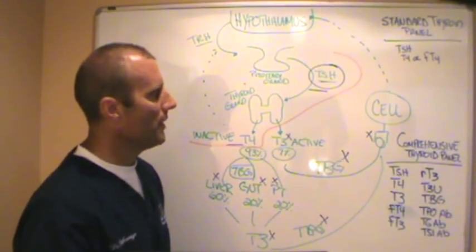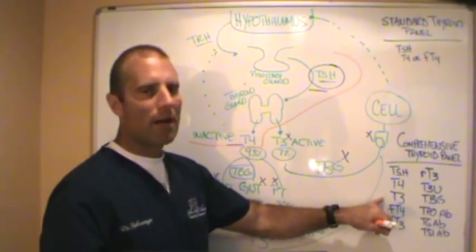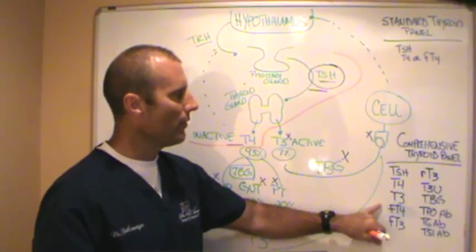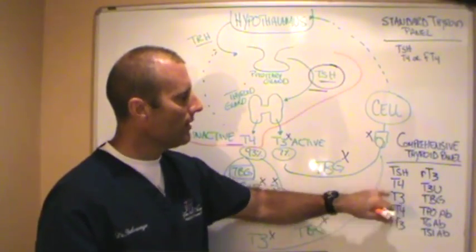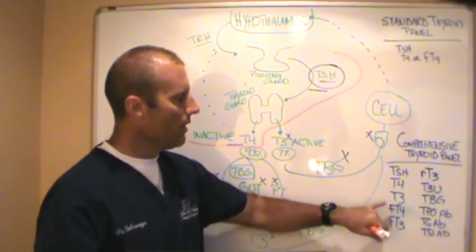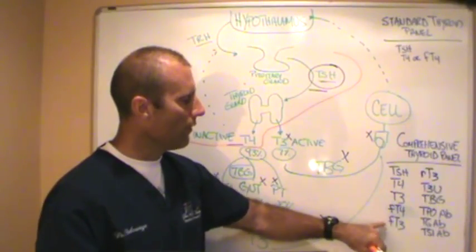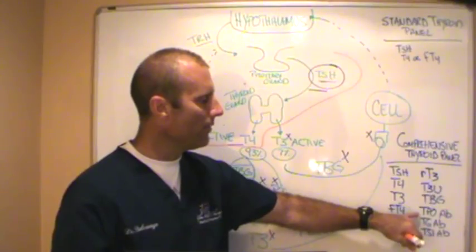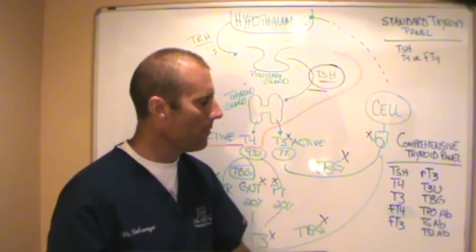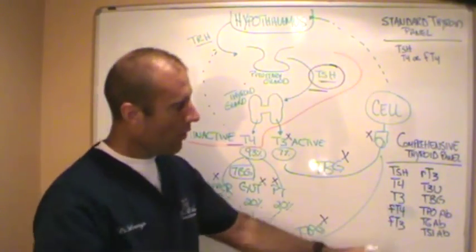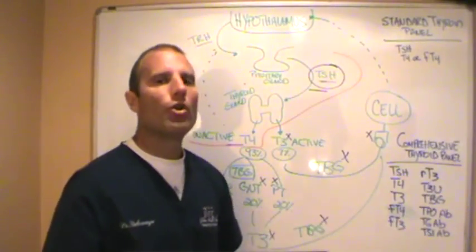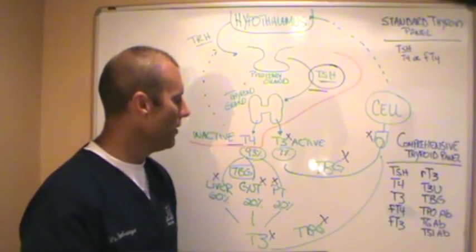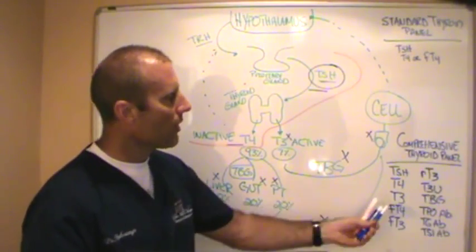This is a more comprehensive panel, and this is what should be done on people when we're taking a look at their thyroid physiology. We need to look at a TSH, T4, T3, free T4, free T3, reverse T3, T3 uptake, thyroid binding globulin, and TPO, TGA, and TSI antibodies. These antibodies are all associated with autoimmune attack against the thyroid gland. We'll talk about that in future videos. So that is a more comprehensive panel.